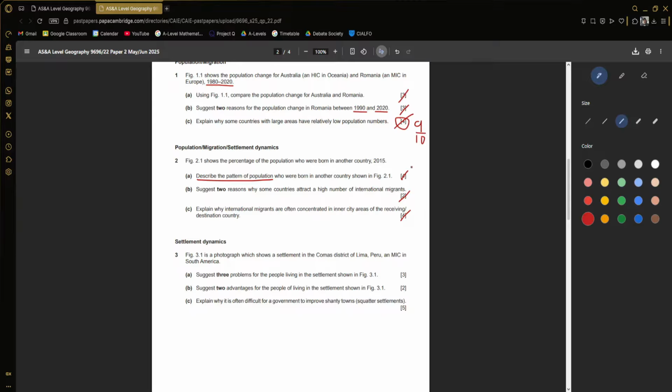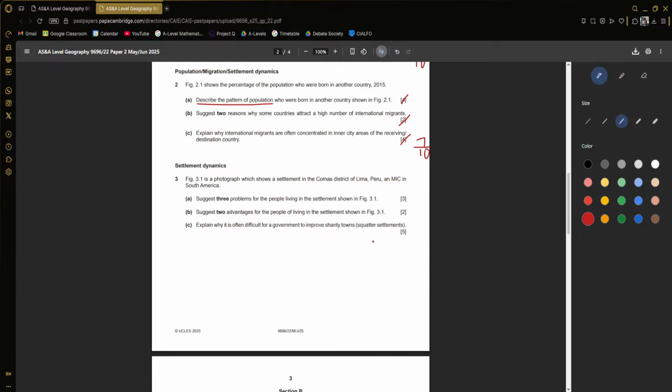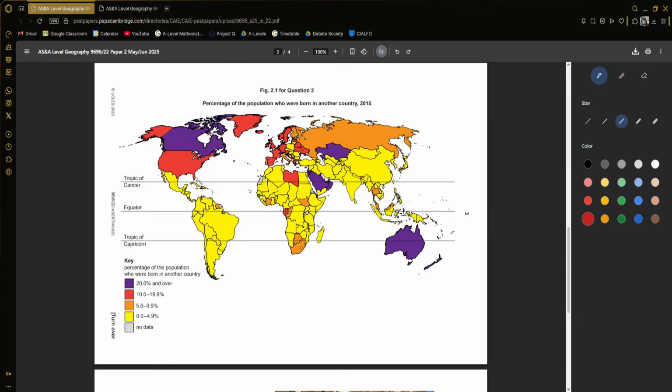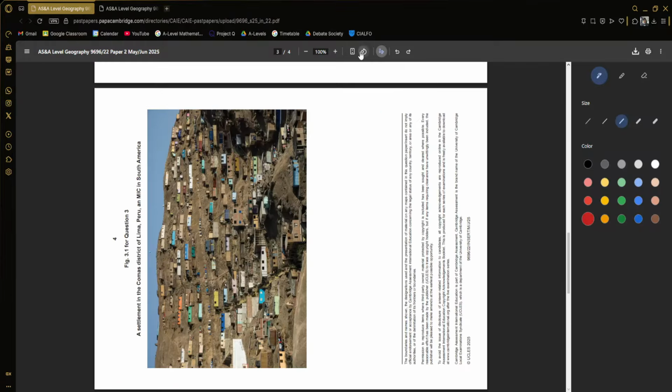Because I lost 2 marks for A and I lost 1 mark for C, I got 7 out of 10 for this one. And the last one is settlement dynamics. Fig 3.1, which is this one.